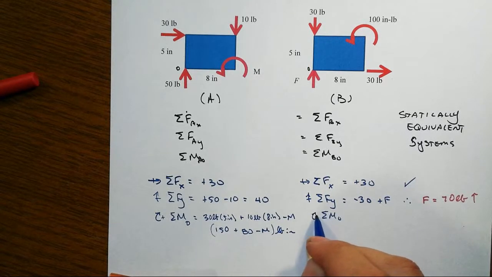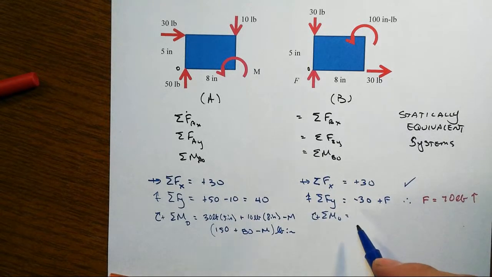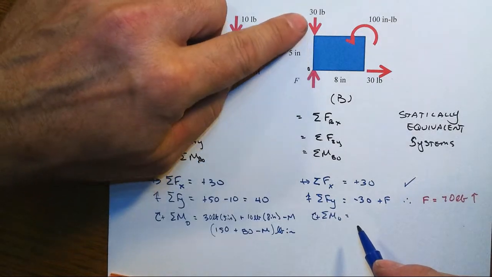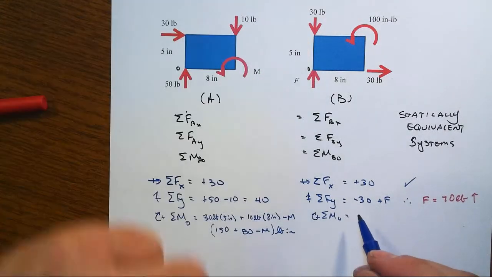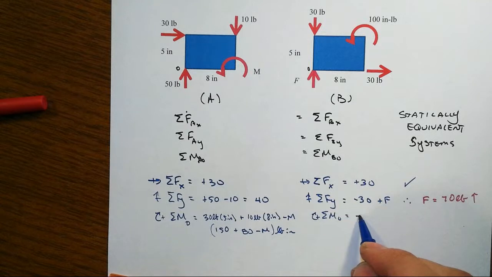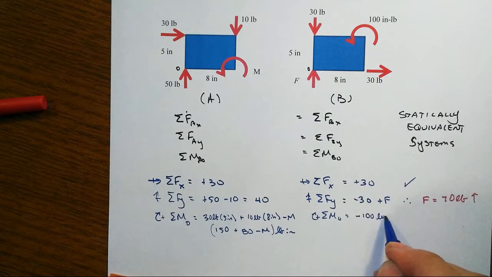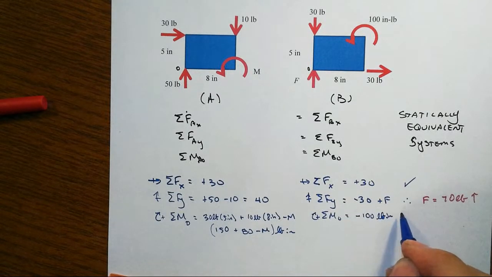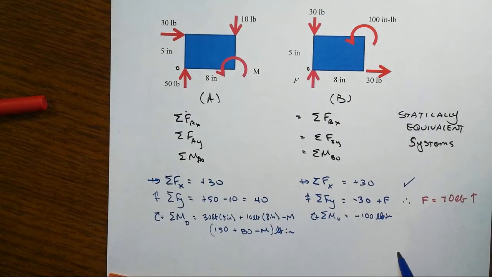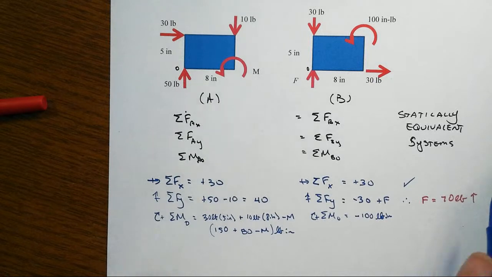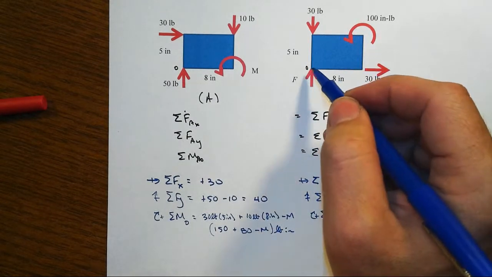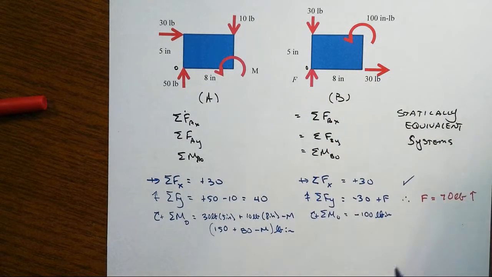We'll go to the other one and do the same thing. About point O, the F force and the 30-pound force go through that point already. So then we'll have a minus 100 pound-inches. And oh wow, look at that, the 30-pound force goes through there too. That's kind of interesting. It just means that when their line of action passes through the point of interest, then their moment arm is 0, and there's no point in even writing it down. So now we've got one equation, one unknown for that one.